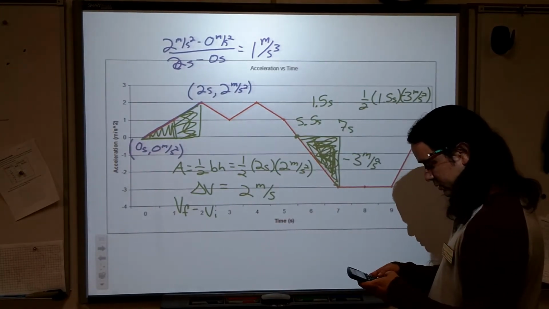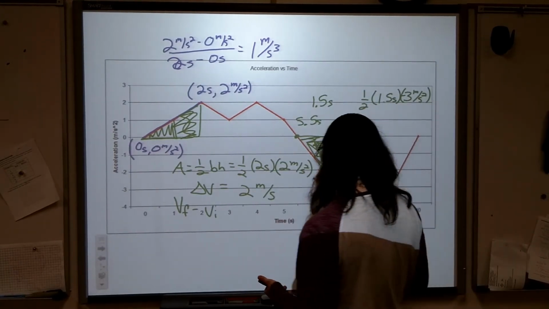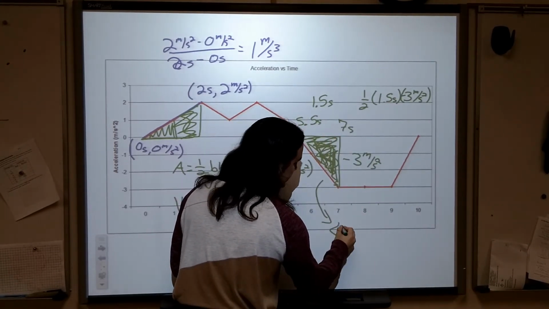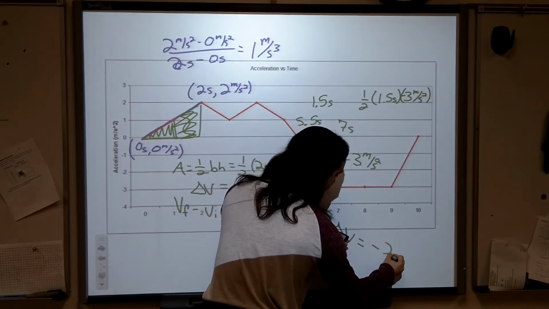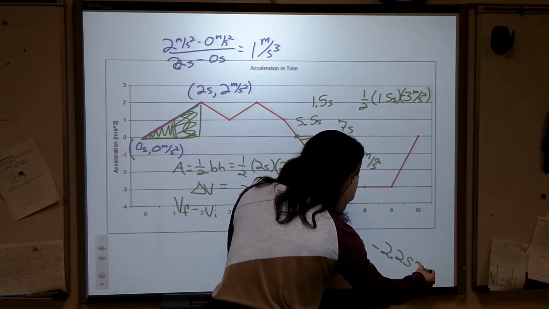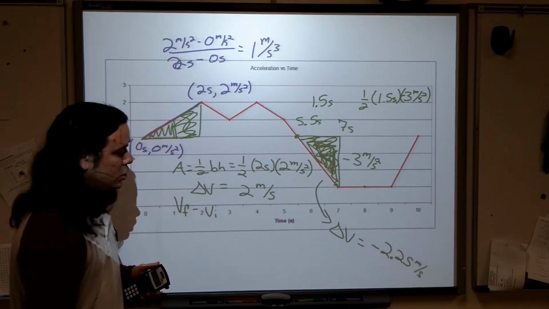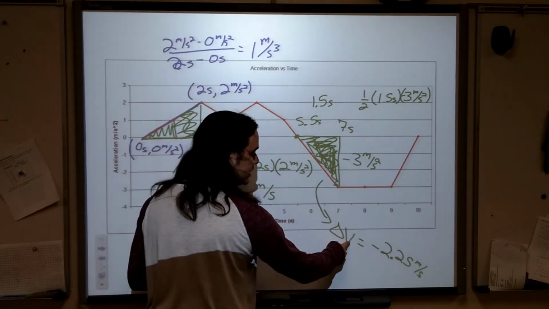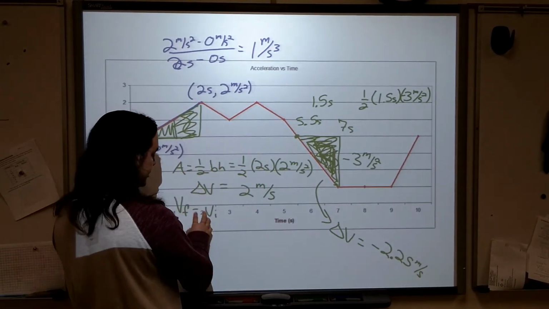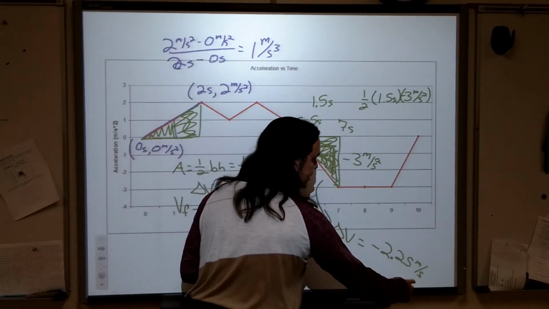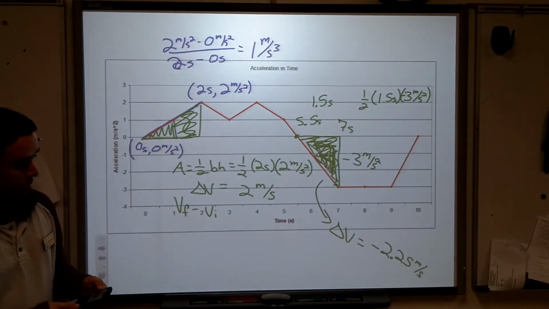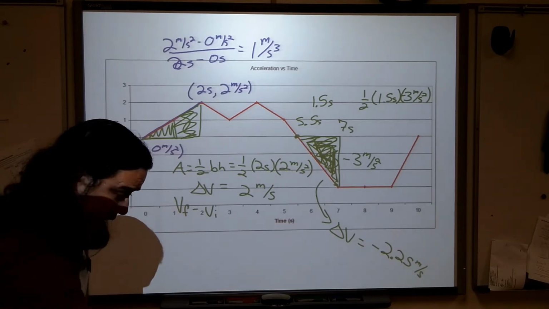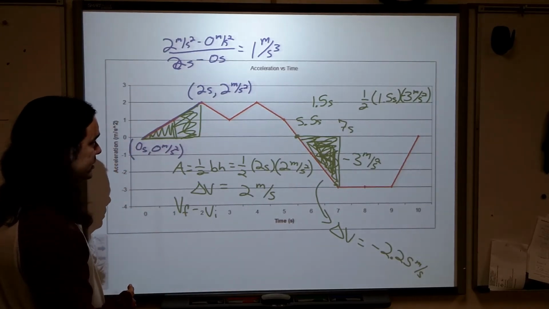I want real numbers. 9 divided by 4 is 2.25. Now remember, there's a negative here: delta V equals negative 2.25 meters per second. In other words, we decrease our velocity. Our final velocity is lower than our initial velocity, so a small number minus a big number gives us a negative number. We slow down by 2.25 meters per second. Now, it doesn't tell you the actual velocity, but it does tell you what happens to the velocity.